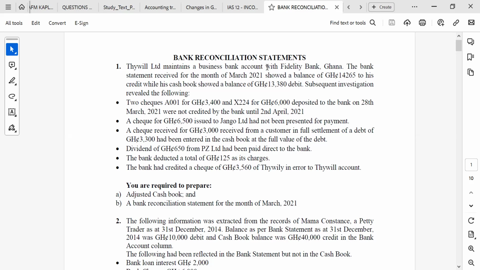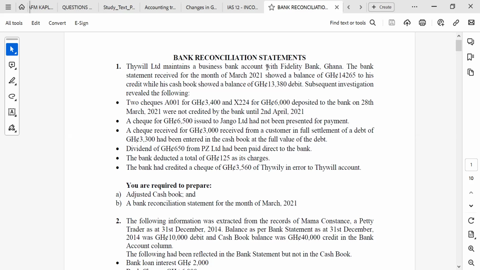All right. So the second one: a check for 6,500 cedis issued to Dango Limited had not been presented for payment. This is what? Unpresented check. So let's move on with that.